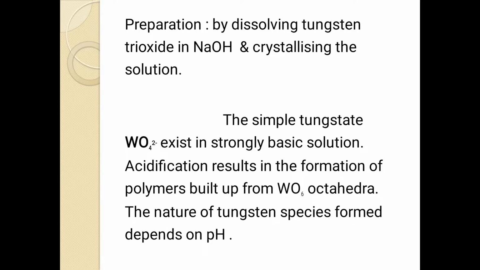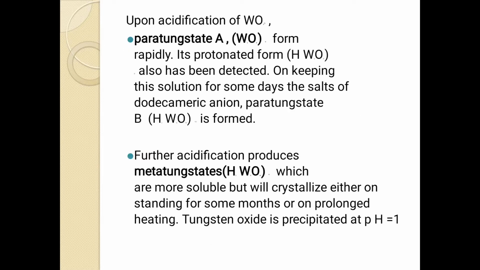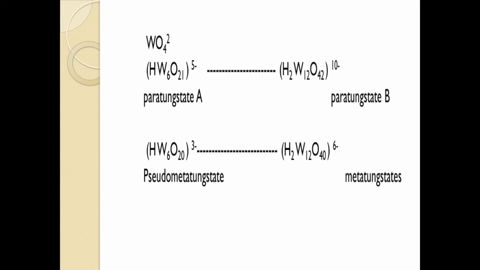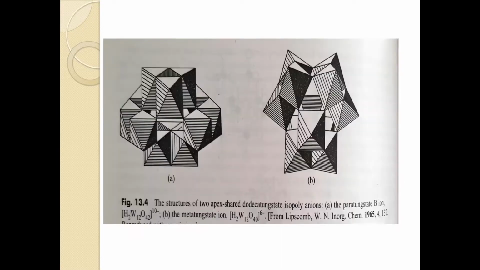Acidification results in the formation of polymers built up of WO6 octahedra. The nature of tungsten species formed depends on the pH. Upon acidification, paratungstate and metatungstates are formed. The reaction is given here. The structure of tungstate is given in this slide.